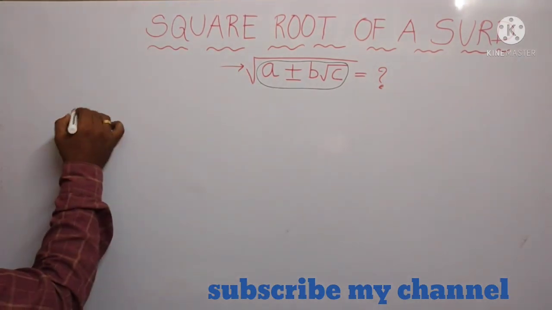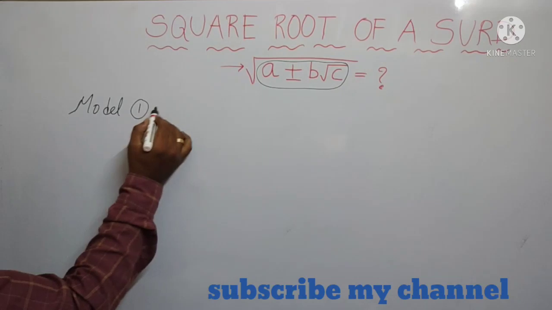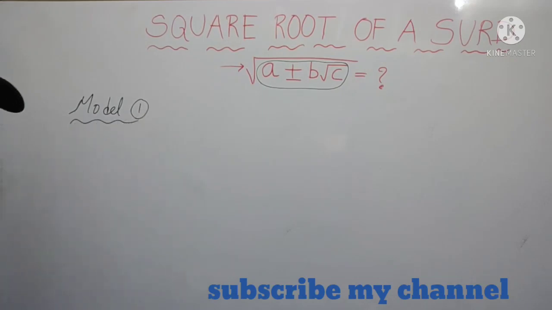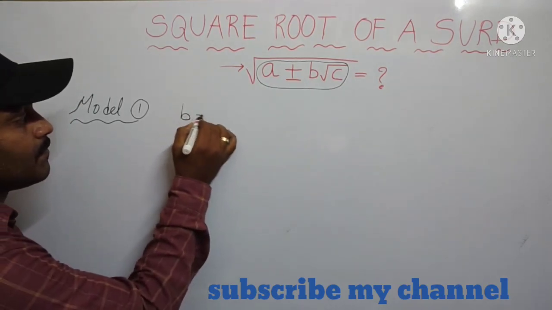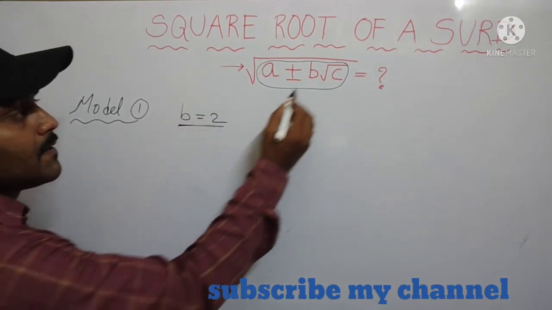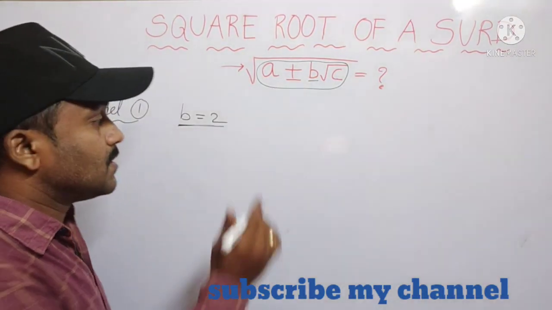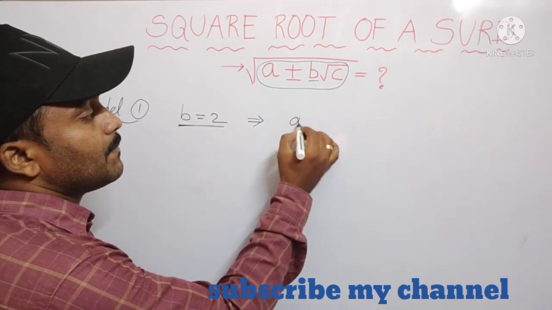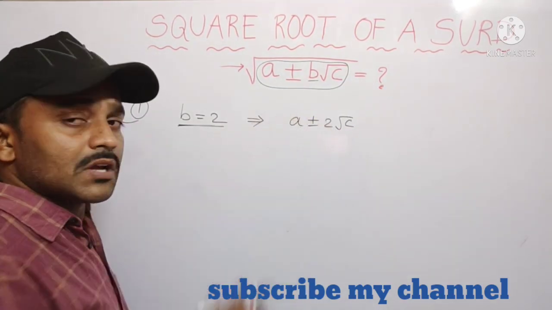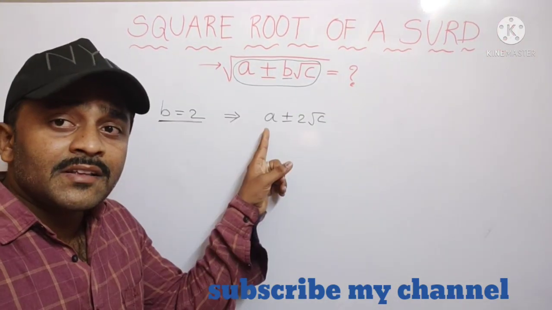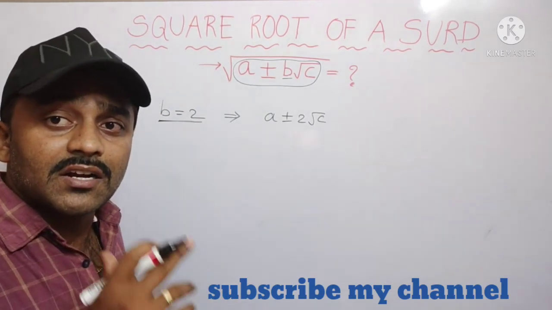Now see model 1. Under this model 1, b will be given as 2. Then the problem is very easy. The set will become a plus or minus 2 root c, and we have to find the square root of this type of set. For this, directly we have a shortcut trick.